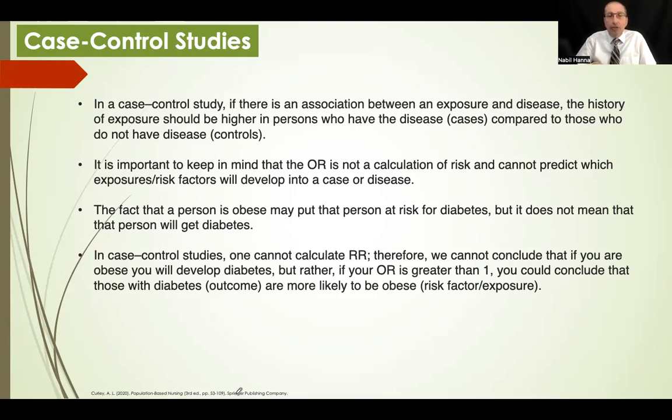So in case control studies, one cannot calculate the relative risk. Therefore, we cannot conclude that if you are obese, you will develop diabetes, but rather, if your odds ratio is greater than 1, you could conclude that those with diabetes are more likely to be obese. That's because you start with the condition and you go retrospectively, or backwards, to assess the exposure or the risk factors.